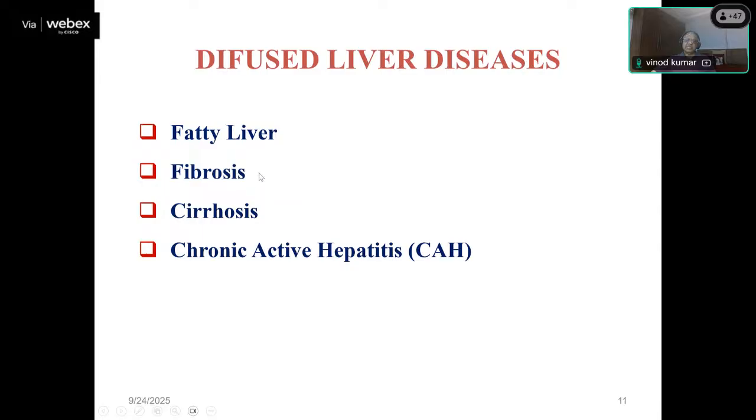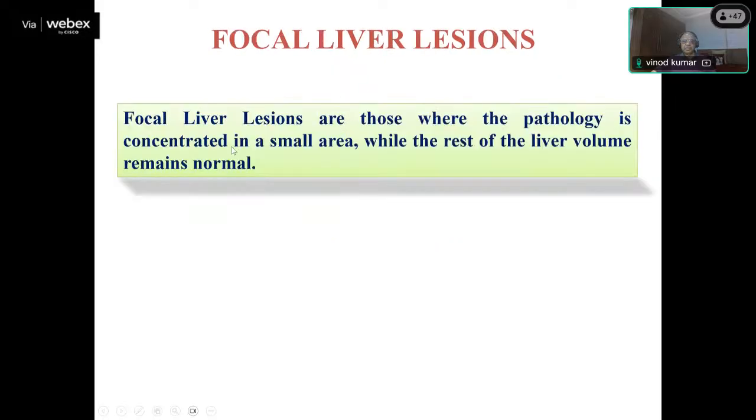So efforts are generally made to detect the disease at an early stage, when it is at the fibrosis level. Chronic active hepatitis is another type of diffuse liver disease. Focal liver lesions are those where the pathology is concentrated in a small area, so it is localized, while the rest of the liver volume remains normal.